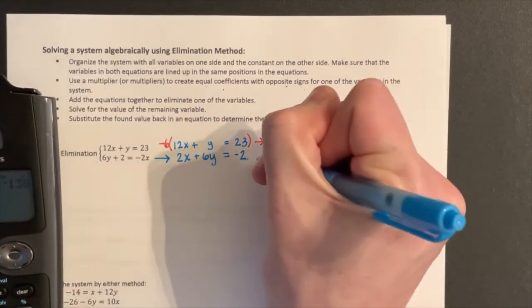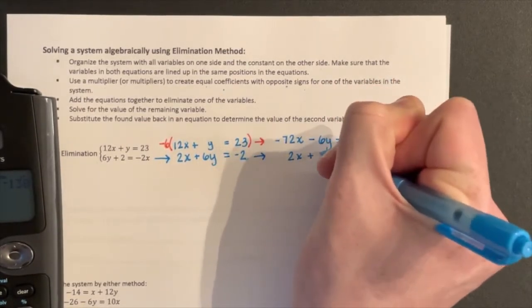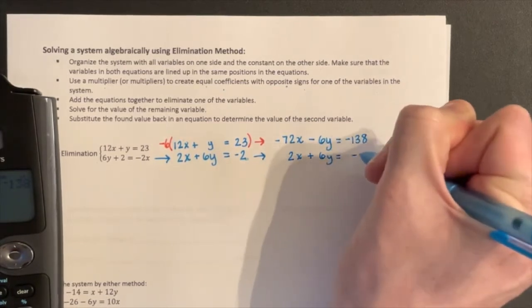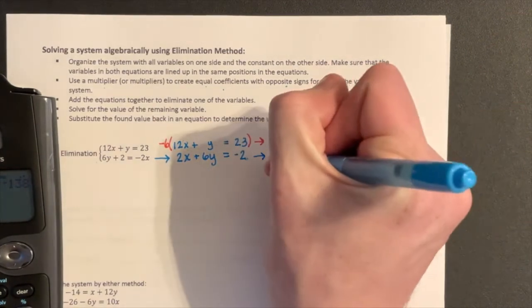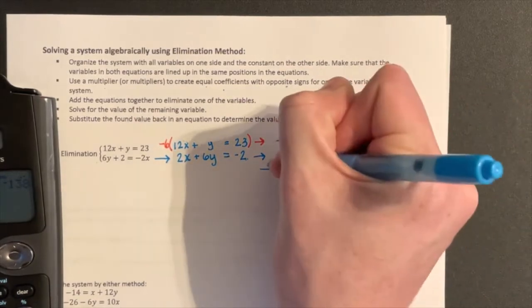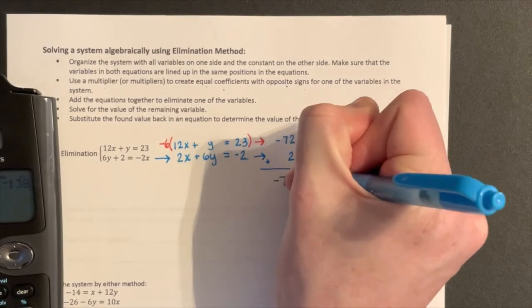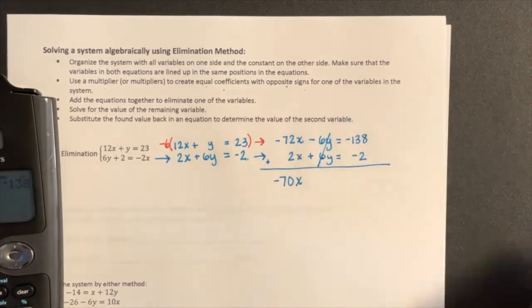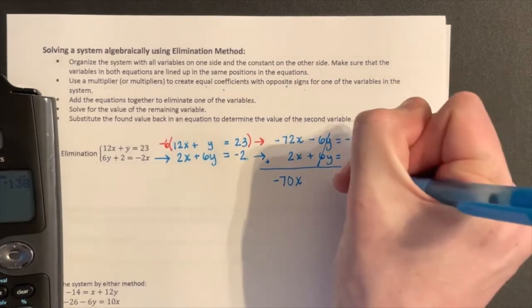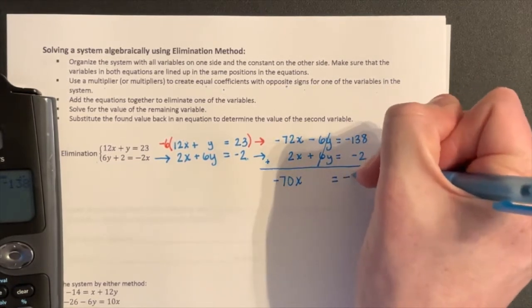The bottom one I don't have to change at all. So it's going to be 2x plus 6y equals negative 2. And we did that, so what we can do is add the equations together. We're just going to add straight down to get negative 72x plus 2x is negative 70x. Negative 6y plus 6y is 0. We wanted to eliminate a variable, that's what we just did. And then negative 138 and minus 2 is going to be negative 140.